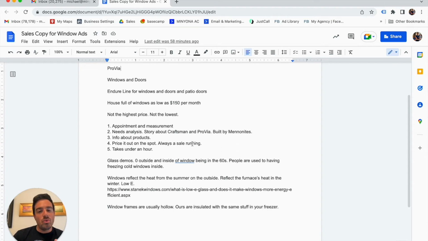And he said there's always a sale running. Now, this is a typical sales technique. There's always some special running, whether it's $100 off windows or $100 off each window, or a percentage off for the whole thing, or whatever. There's always a different sale running to make it attractive for people to buy now rather than wait. And I'm going to use this in the sales copy by basically saying, this might be a little counterintuitive, but I'm actually going to say there's always a sale running.